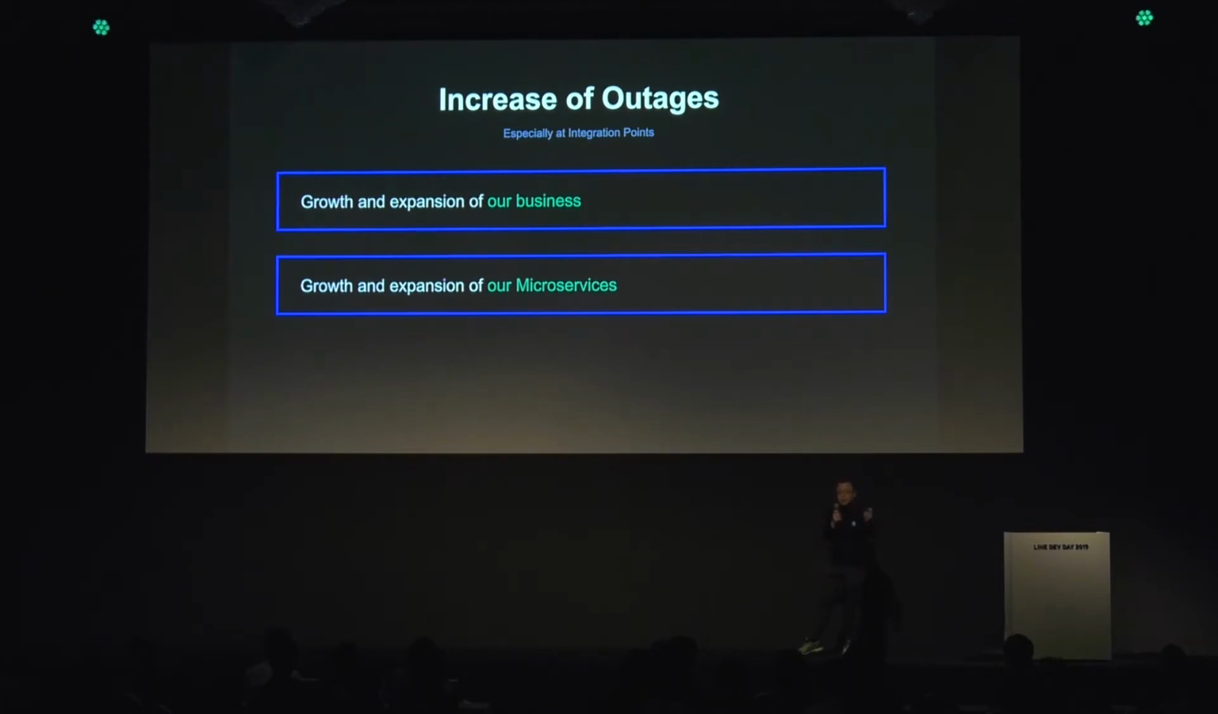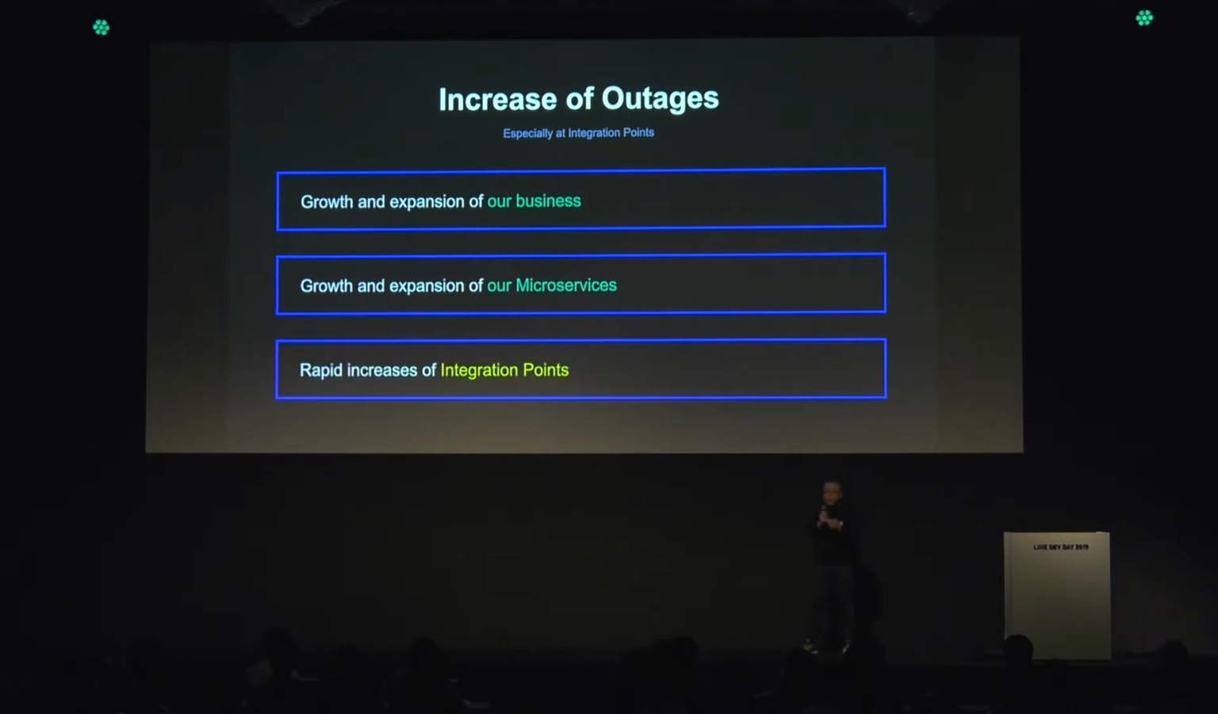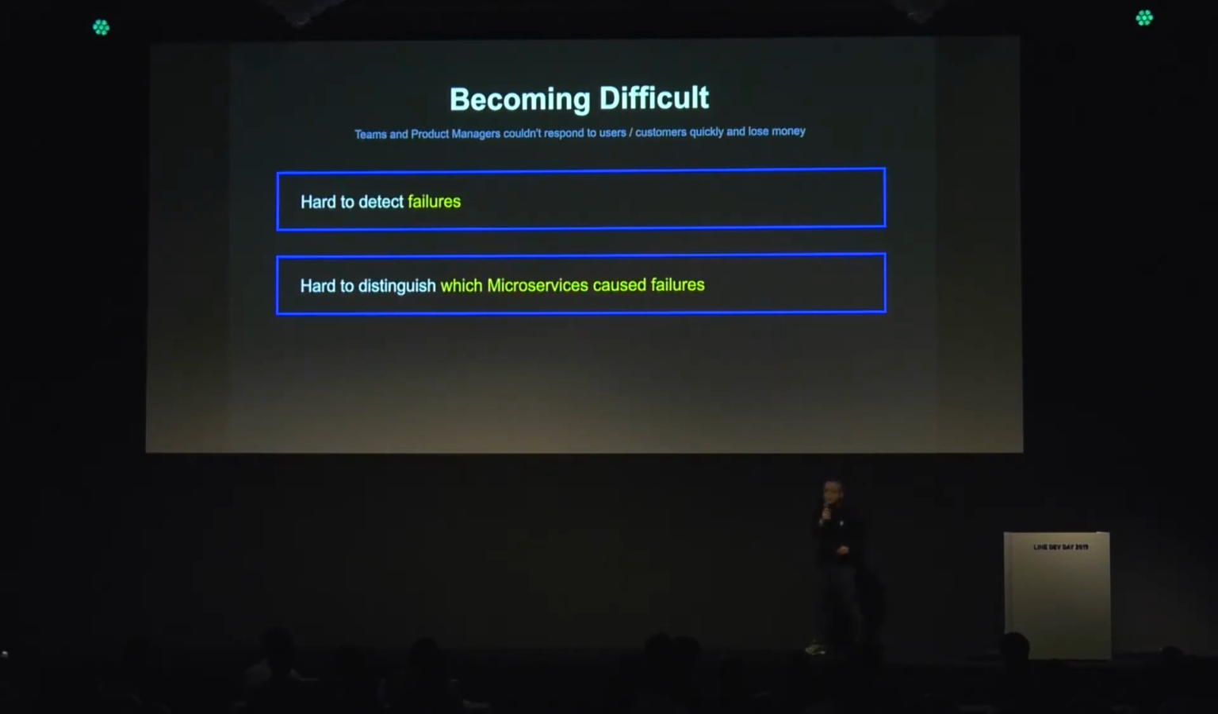So we have microservices in the backend. So microservices are also growing and expanding. And more and more services are being invoked. So where these microservices meet with each other, the integration points are also increasing rapidly, and failures are happening in these integration points. So because of microservices, we are seeing more of these issues.